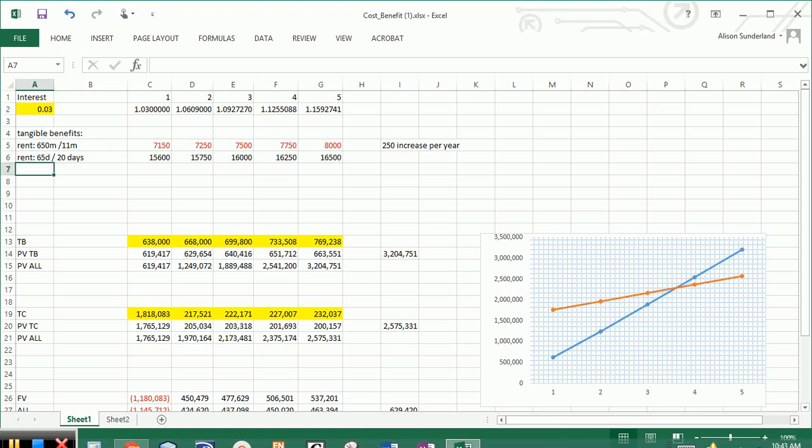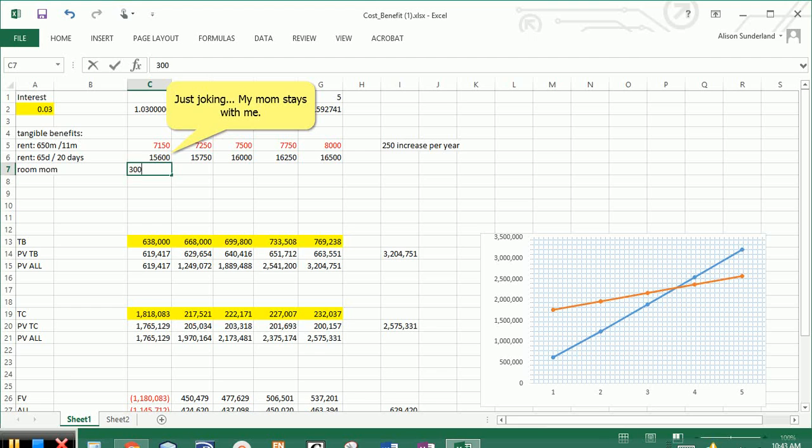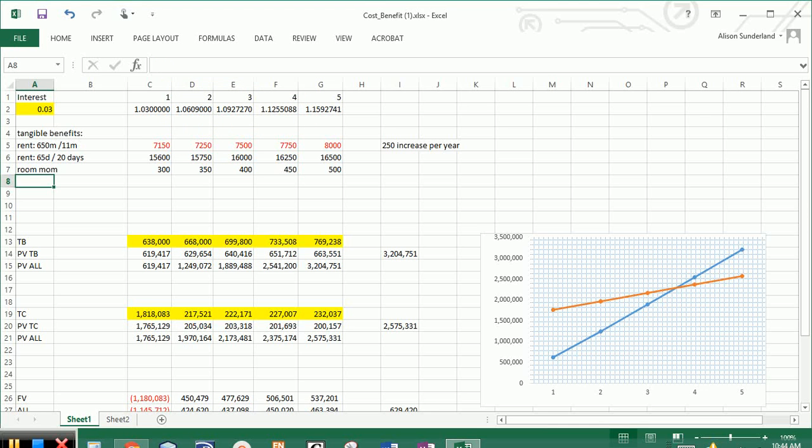Another tangible benefit that I can see is that I would have a room for my mother when she comes to visit me instead of putting her up in a hotel. My mother comes to visit me 1 week out of the year, and I put her up in a hotel. So the first year, I'm going to save $300. Let's just do a $50 increase in that cost. Another tangible benefit is that I'm going to get help shoveling the driveway and splitting the firewood. Let's just say, for instance, that that's costing me about $400 a year. So these are my tangible benefits.